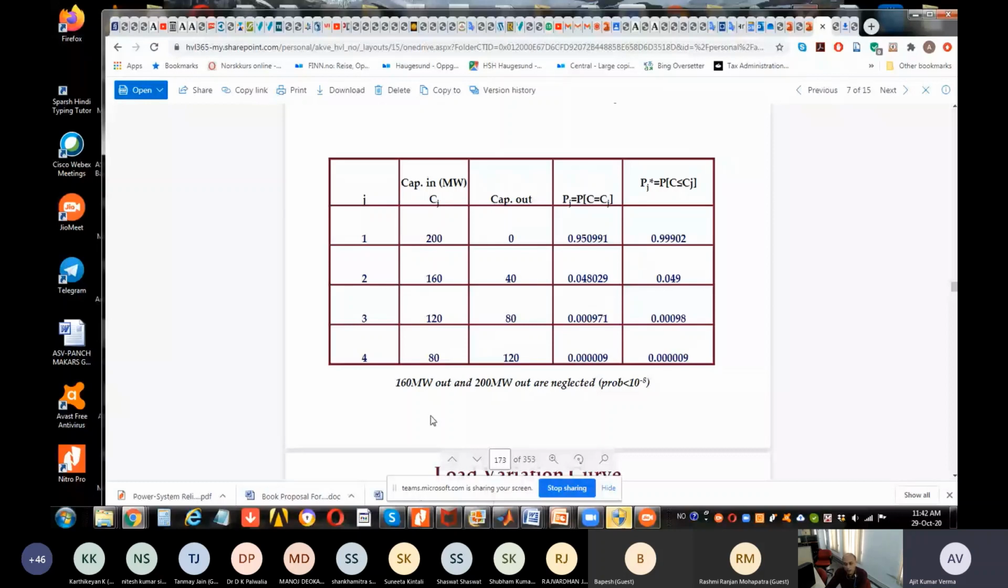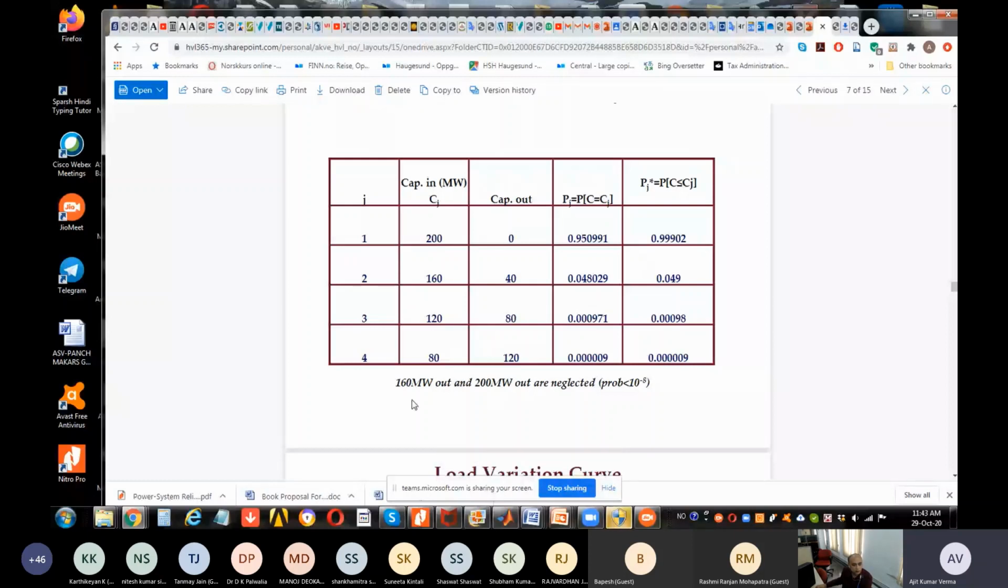The only reason why we have neglected them here is that their probabilities are so low. As you can see here, the probabilities are so low that we have really ignored them. It's less than 10 to the power minus 8. So those have been actually ignored. So capacity out up to 120 we have considered. 160 out and 200 out are not considered.